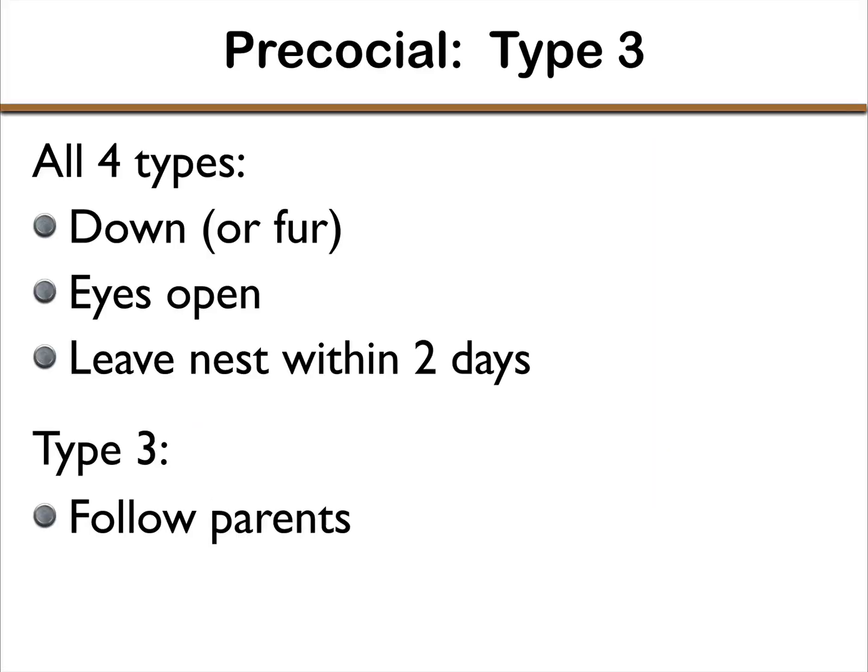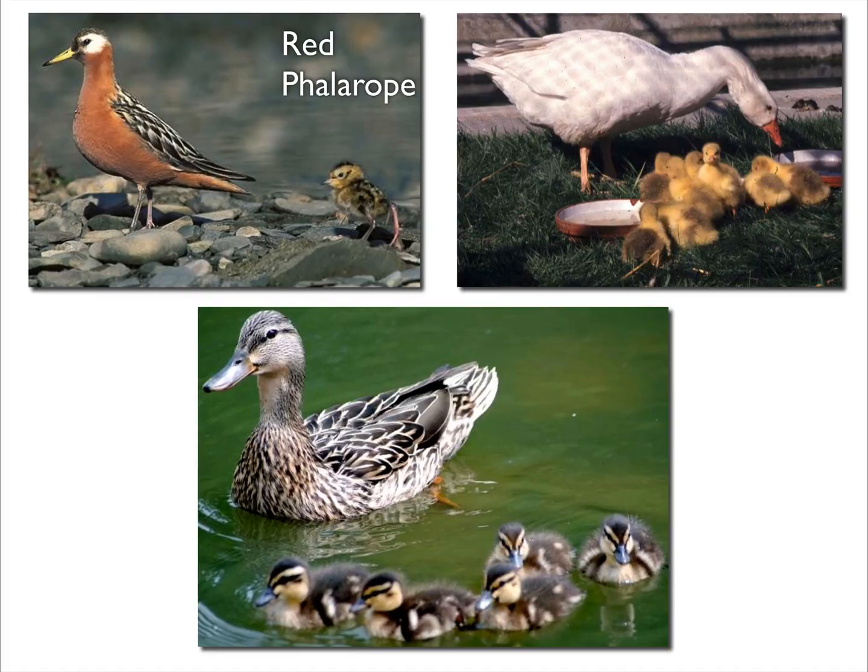Now, type 3. They follow their parents. They find their own food. Parents aren't going to show them the food. Now, they got to find their own. So, the red phalarope, let's see, geese, ducks typically fit into this category.